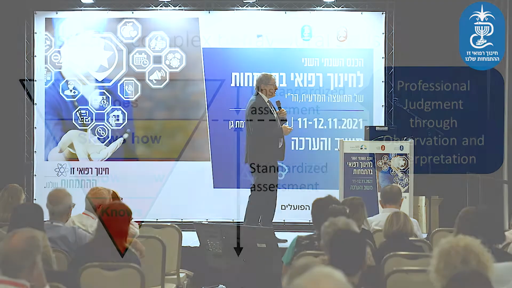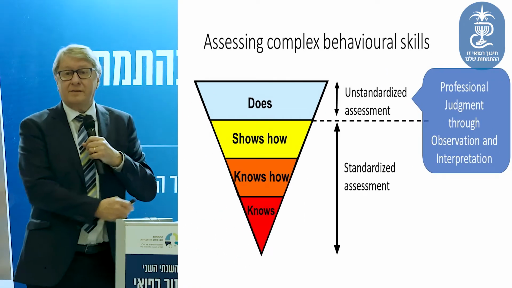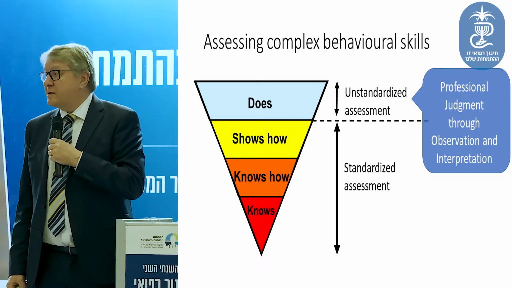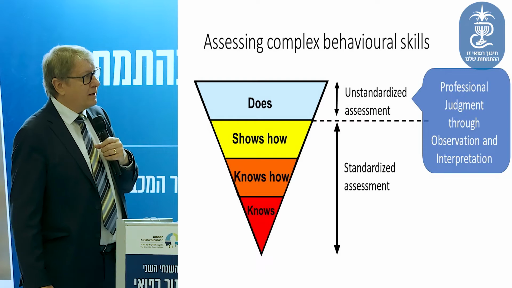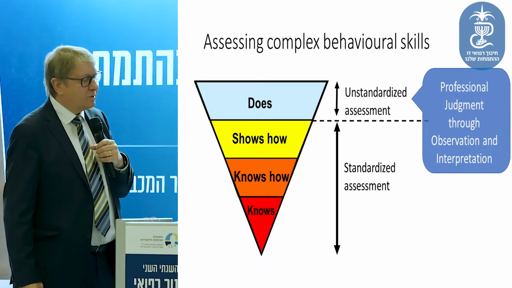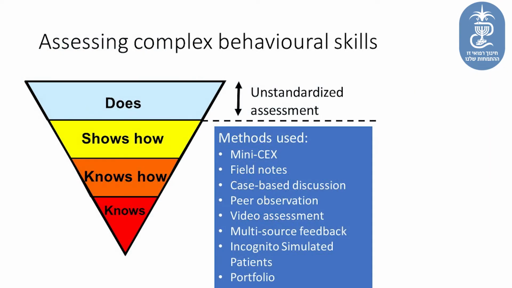Right, so basically we need to assess these kind of skills in the top of Miller's pyramid. So we should actually reverse Miller's pyramid and assess them with unstandardized assessment, which is more subjective, right? So we can only do that by professional judgment through direct observation and interpretation. And we have a bunch of assessment instruments that we have developed in order to assess these kind of skills. And many of them are available.